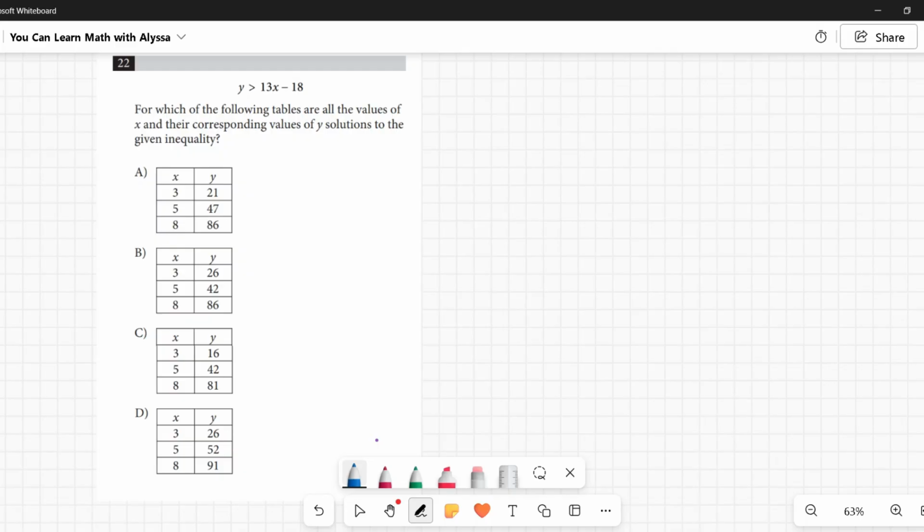So here we go. Okay, there's a couple different ways we can solve this. We can do this by graphing, and we can do this with graphing using a graphing calculator.